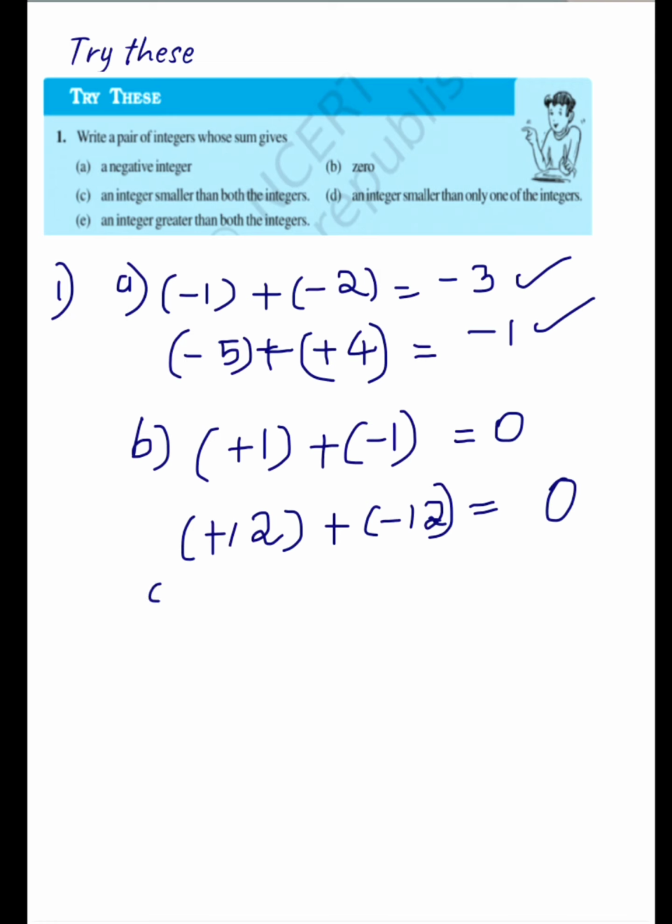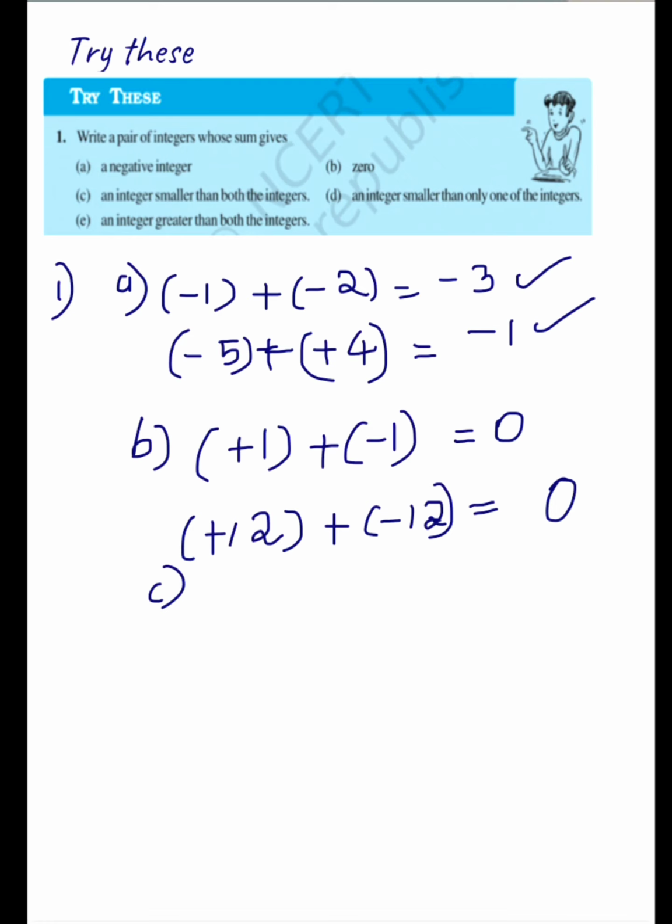Now let's see C. C is: write a pair of integers whose sum gives an integer which is smaller than both the integers. That is, in the answer we should get an integer such that it is smaller than both the integers. The answer should be smaller than both the integers when we are doing addition. So we need to find such numbers.